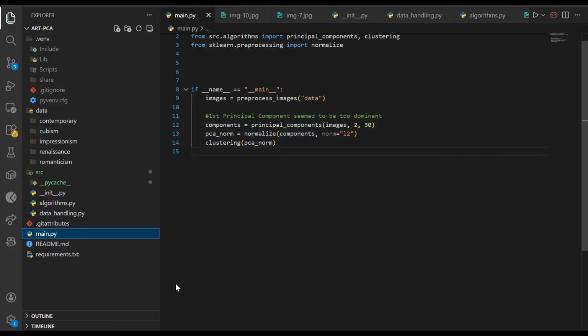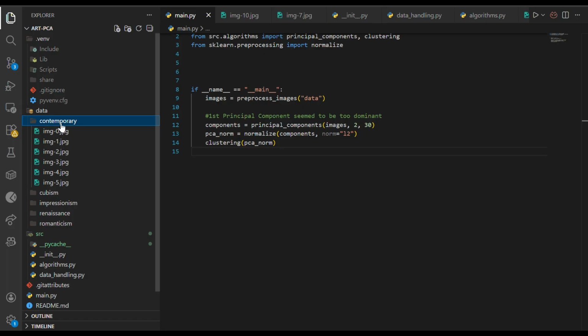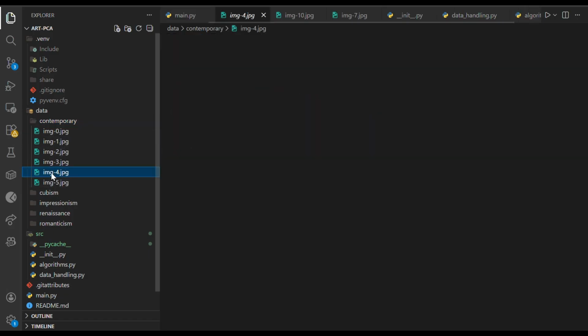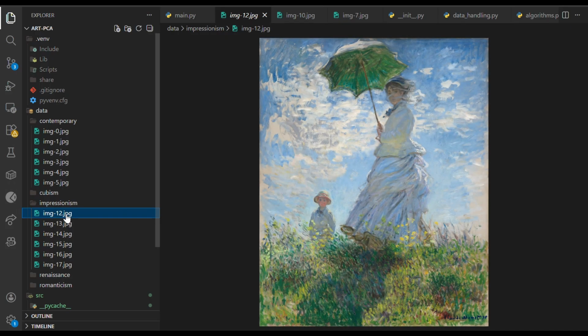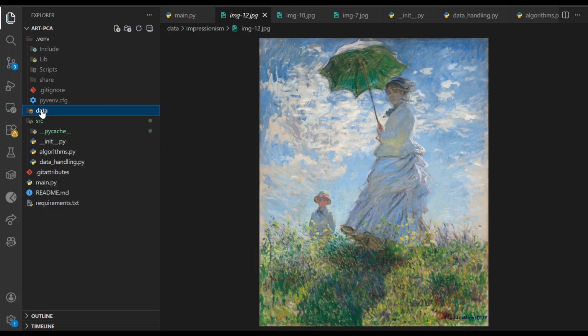And if we go over here to look at the results, like I said before, image 4, I think, compared to image 12, very similar. You can see some similarities there from the algorithm. Overall, that's what the algorithm does and how it works.